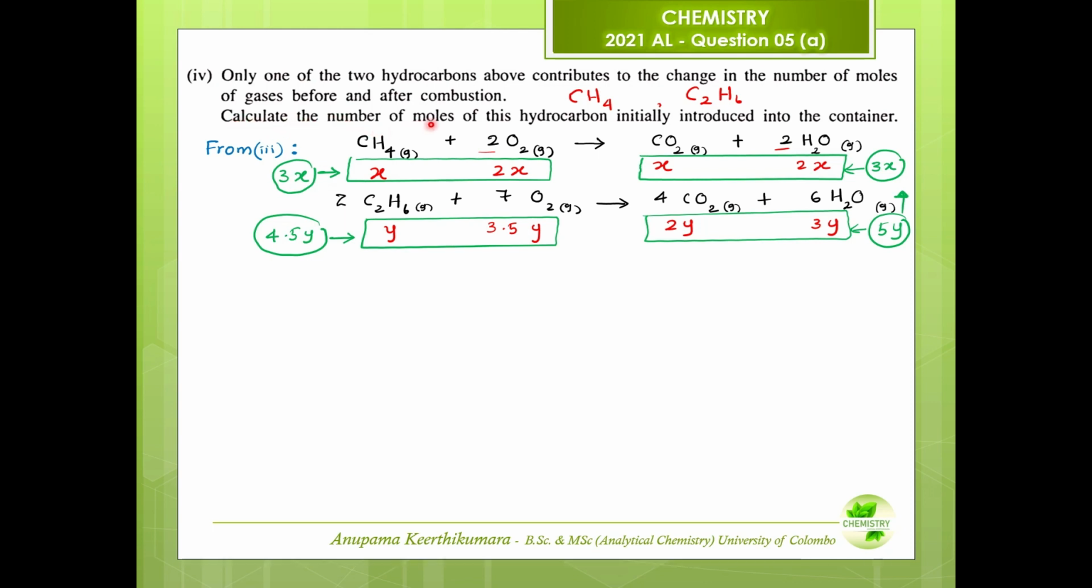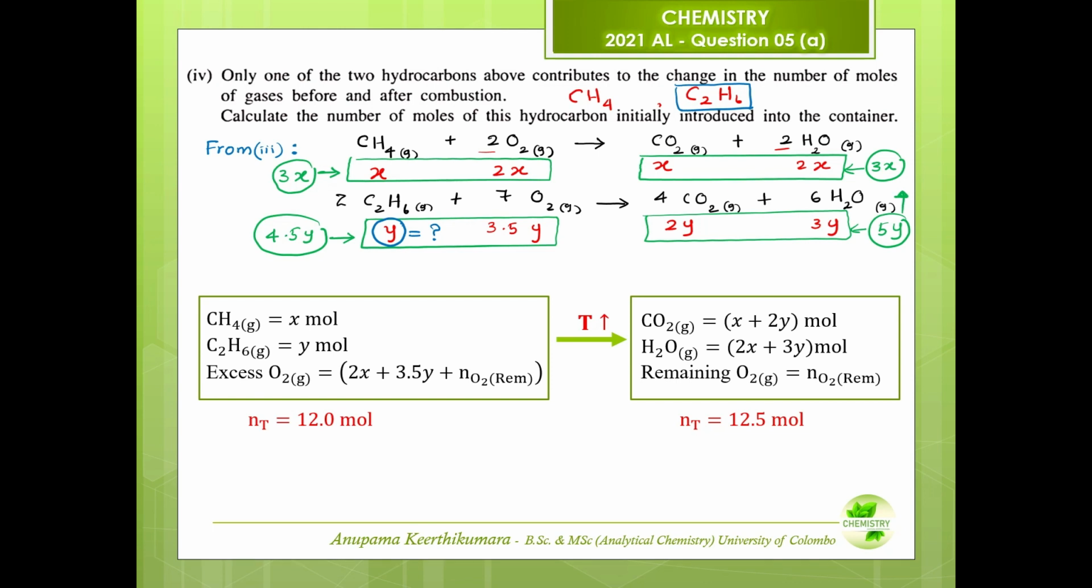Calculate the number of moles of this hydrocarbon initially introduced into the container. C2H6 is the hydrocarbon which contributes to the change in the number of moles of gases before and after combustion. You have to calculate the numerical value of Y. Initially, X moles of CH4 gas and Y moles of C2H6 gas were introduced into the container. Then, an excess amount of O2 was also introduced into the same container.